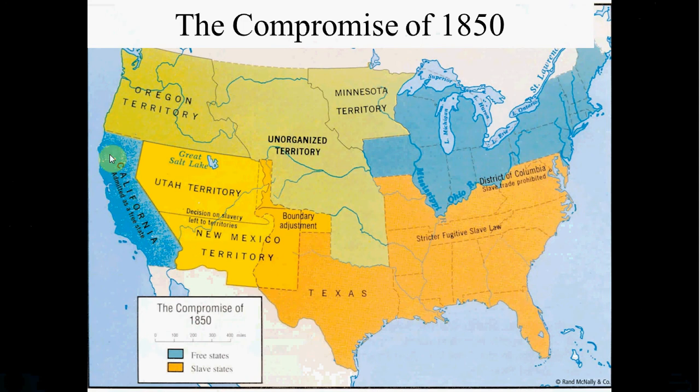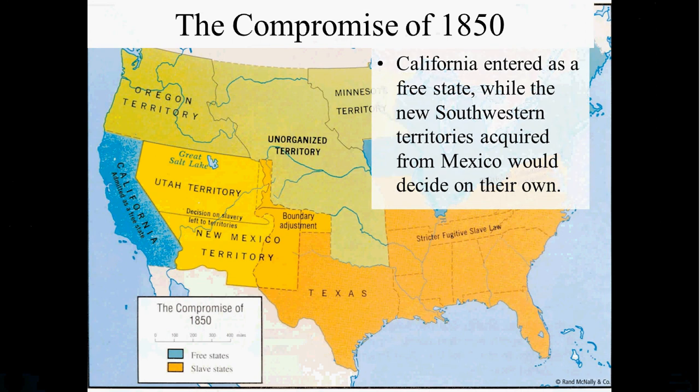This is going to be California's turn. So California comes in as a free state, while the new southwestern territory, so this land over here that we got from Mexico, remember? Yeah, they get to decide on their own. We're going to call this popular sovereignty. It kind of violates the 36°30' line, except it's not technically part of the Louisiana Purchase. So we'll get back to that.